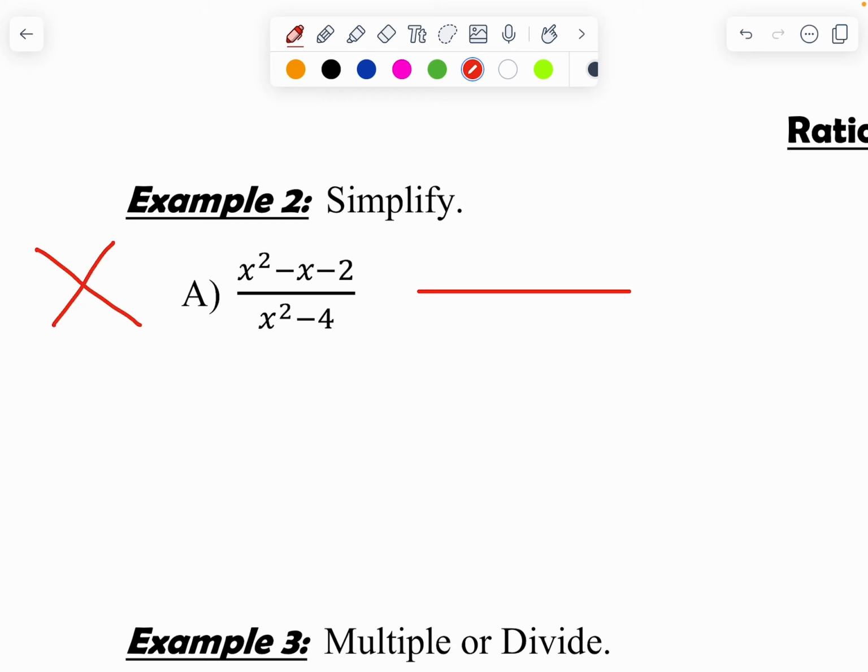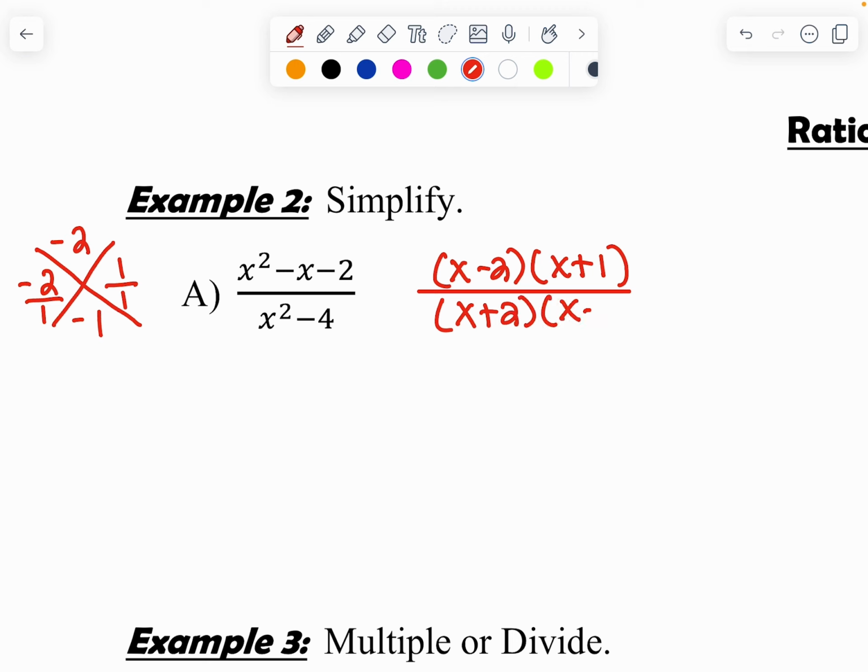Numerator, we're looking for 2 numbers that multiply to give us -2 and add to give us -1. That's -2 times 1. Divide by a, which is 1. So you have x minus 2 times x plus 1. The denominator is a difference of squares. So that factors to x plus 2, x minus 2.